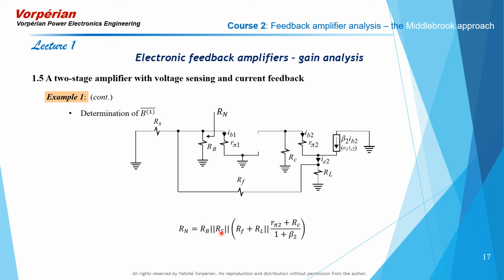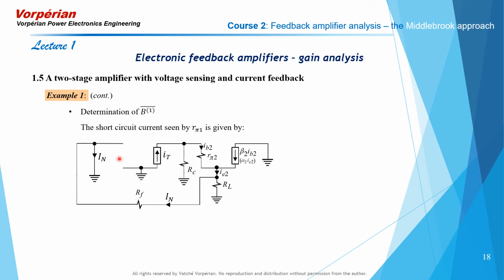It is RB parallel RS, this in parallel with that one, in parallel with everything else from here looking onwards, and that's going to be RF first, plus everything that we see looking from that point to the right, but that's going to be RL and everything else looking back into the emitter of the second stage, which is R pi 2 plus RC divided by 1 plus beta 2. And that gives you the Norton resistance looking back into this circuit here.